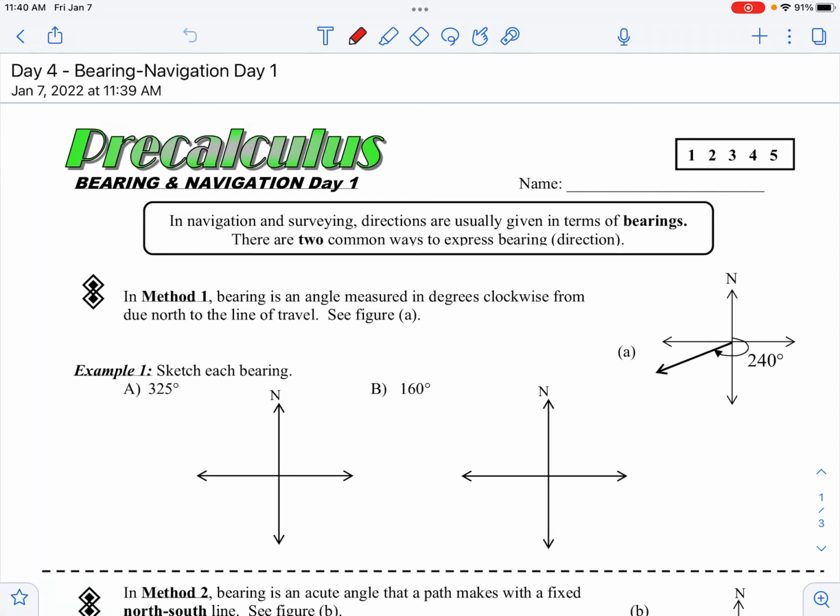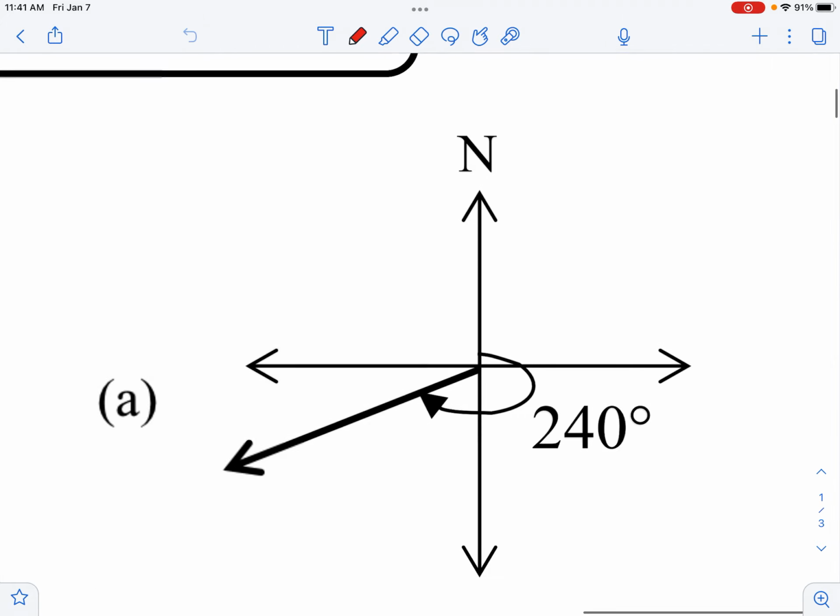All right, so this is day one of bearing and navigation. So this first box here that's bubbled, it says, in navigation and surveying, directions are usually given in terms of bearings. There's two common ways to express bearing, which is another word for direction. So in method one, a lot of times it'll say either method, it'll say both methods. In method one, bearing is an angle measured in degrees clockwise from due north to the line of travel.